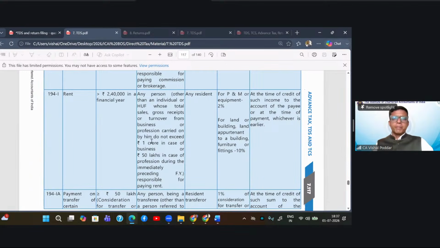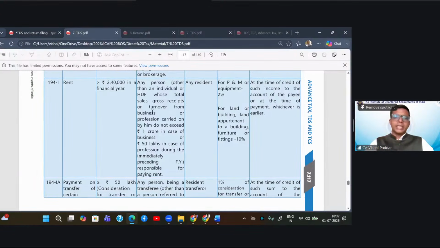So Mr. Kunal is not the payer of rent, but the receiver of rent. And this condition applies to the payer. In our case, the payer is State Bank, which is neither an individual nor HUF. So we very well fall under 194I only. Who should be the receiver? It can be any resident. So in one case, it is the government. In one case, it is Mr. Kunal.